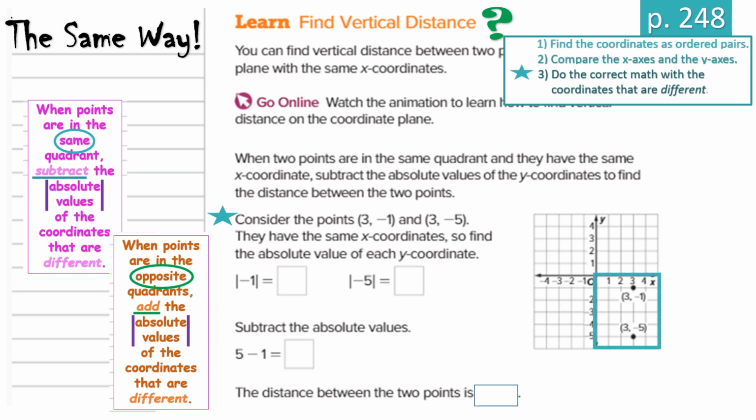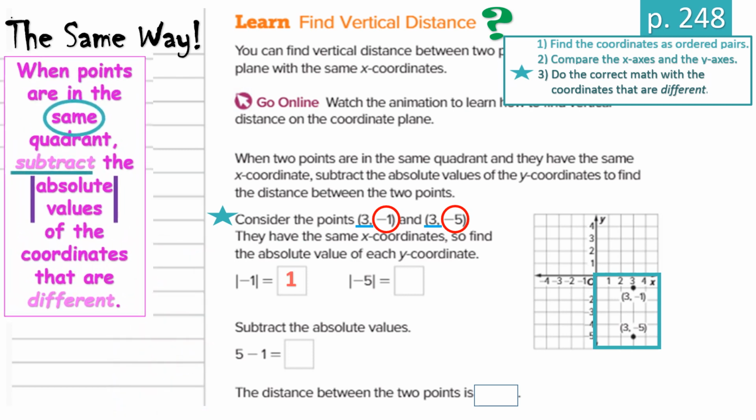My x-axes are the same, so those I'm going to keep this time, and I'm going to focus in on doing the math with my y's. So I find the absolute value of -1, which is +1, and I find the absolute value of -5, which is +5. Once again, since they're in the same quadrant, we keep the steps where we're going to subtract them. 5 minus 1 is 4. So the distance between those is 4 units.